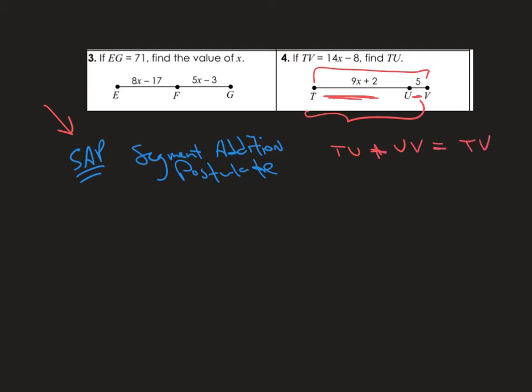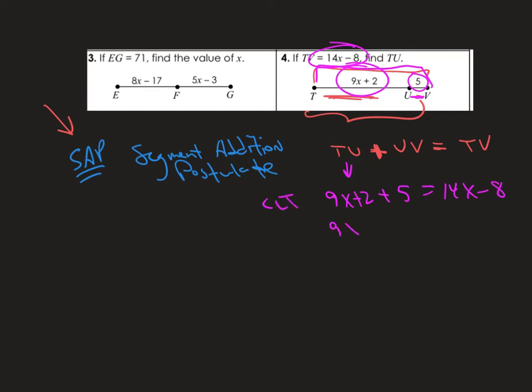And this is the geometry. Next is the substitution, right? So I'm going to substitute. Instead of TU, I'm going to write what? 9x plus 2. Instead of UV, what am I going to write? 5. Instead of TV, what am I going to write? This whole thing. They said TV was equal to 14x minus 8. No problem.